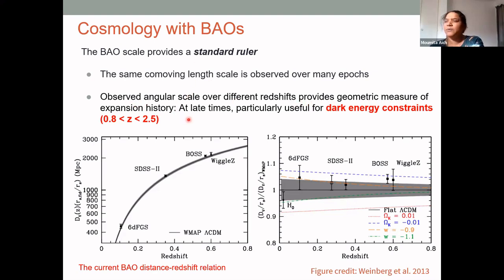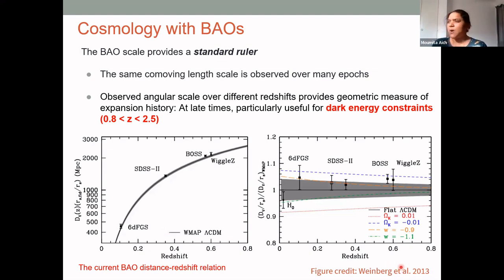So this is how you can actually measure dark energy using the BAOs, because this is particularly important at redshift between 0.8 to 2.5. That is where dark energy dominates. So you can use BAOs as a geometric measure of the expansion history, and you can measure dark energy constraints using BAOs.